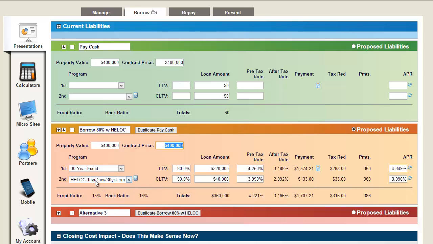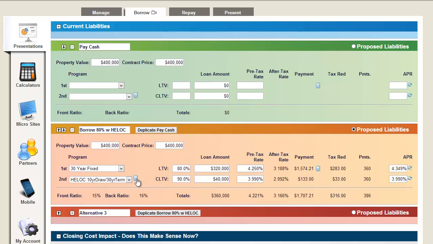And then they would also provide them a 30-year term HELOC with a 10-year draw period to 90%. So in other words, they could do another 10%, or in this case, $40,000 on HELOC. Now that HELOC is 3.990 right now. That's the start rate, and obviously it could go up or down over time.